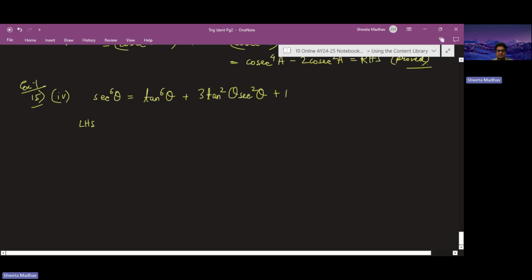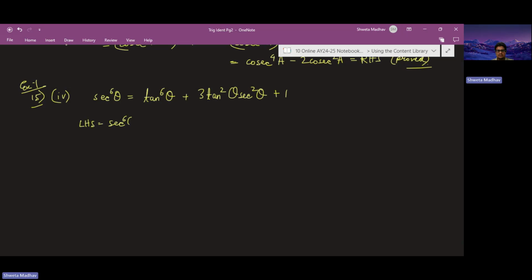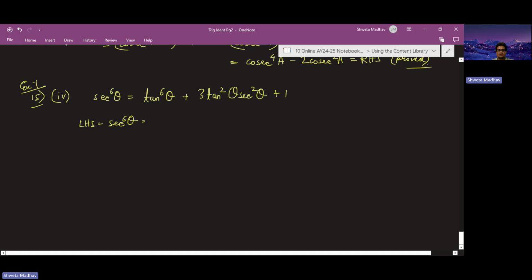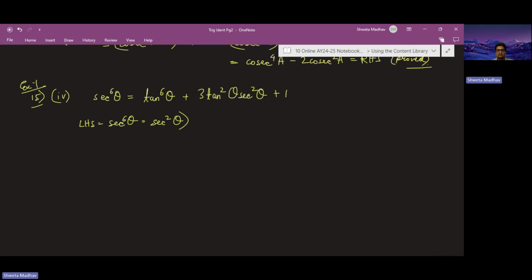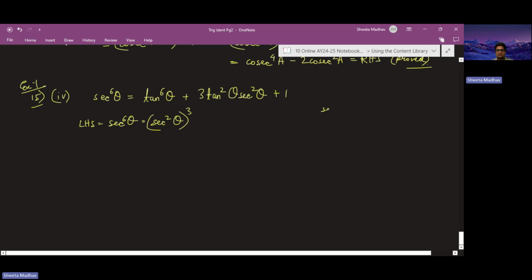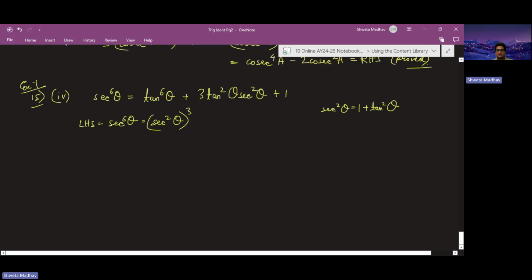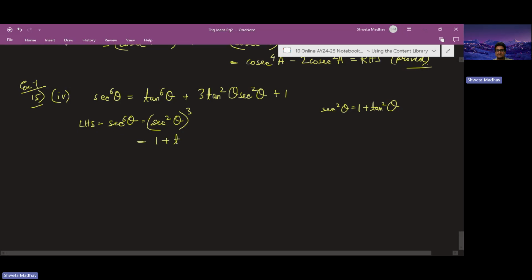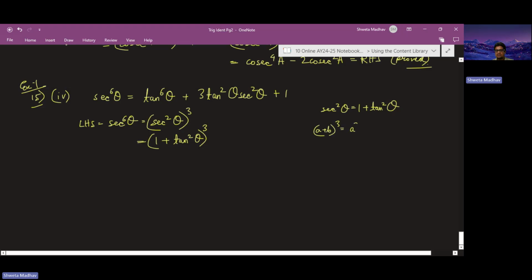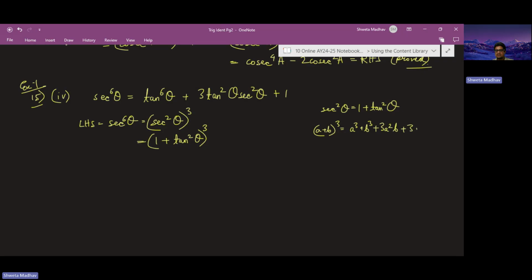So here the left hand side is sec power 6 theta. Now this we can write as secant square theta whole cube. And we also know that secant square theta is equal to 1 plus tan square theta. So we can write it as 1 plus tan square theta whole cube. And as we know, a plus b whole cube is equal to a cube plus b cube plus 3a square b plus 3ab square. So that formula only you have to use here.